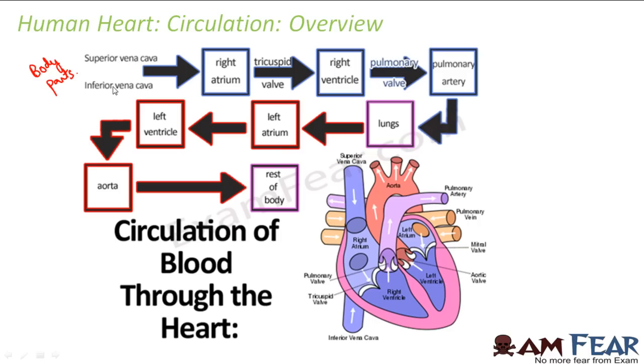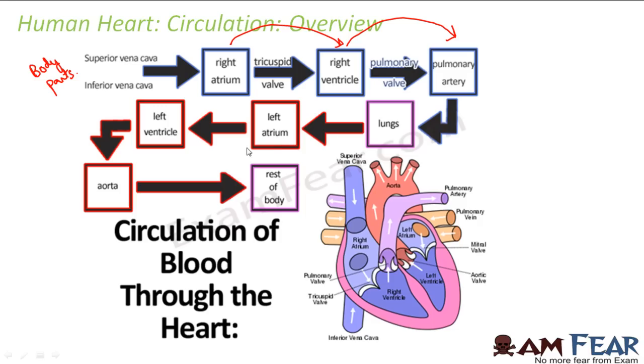As I said, the capillaries join together to form venules, venules join together to form veins, and veins further join together to form vena cava. So these vena cava take the deoxygenated blood to the right auricle. From the right auricle, it goes into the right ventricle through the tricuspid valve. From the right ventricle, it goes to the pulmonary artery through the pulmonary valve, and from the pulmonary artery, it goes to the lungs. Now, the lungs are the place where the deoxygenated blood is disposed of and oxygenated blood is given out.